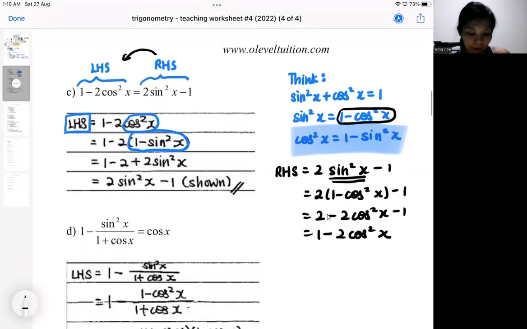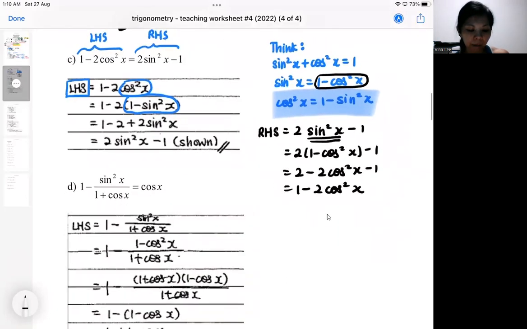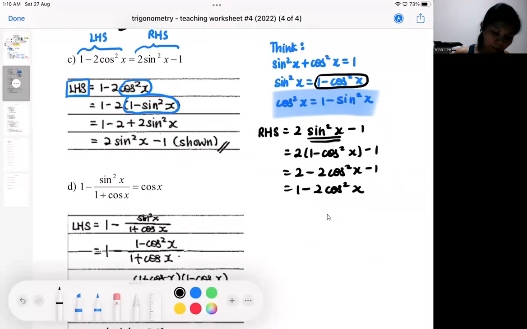In part D, you actually have a number subtracting a fraction. If a fraction is there, you can think of making the same denominator. Later on, I'll show you the part about making the same denominator. But obviously this is the more complex one.